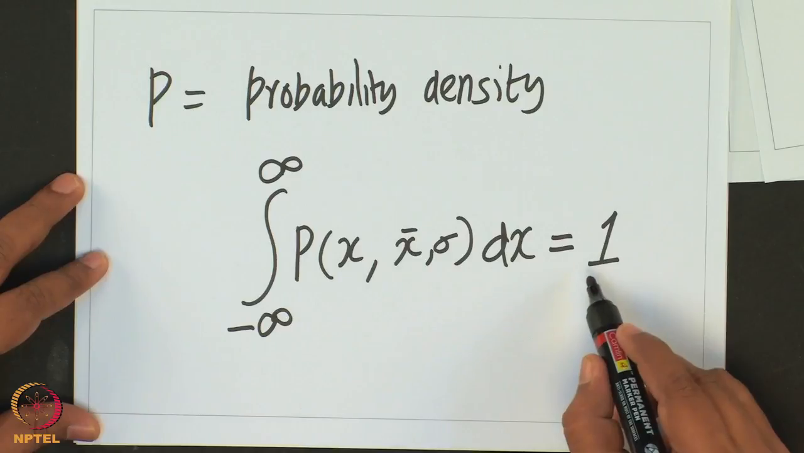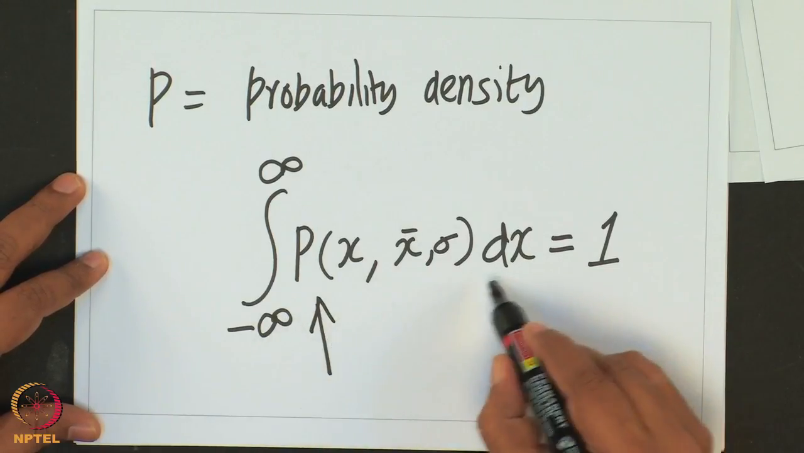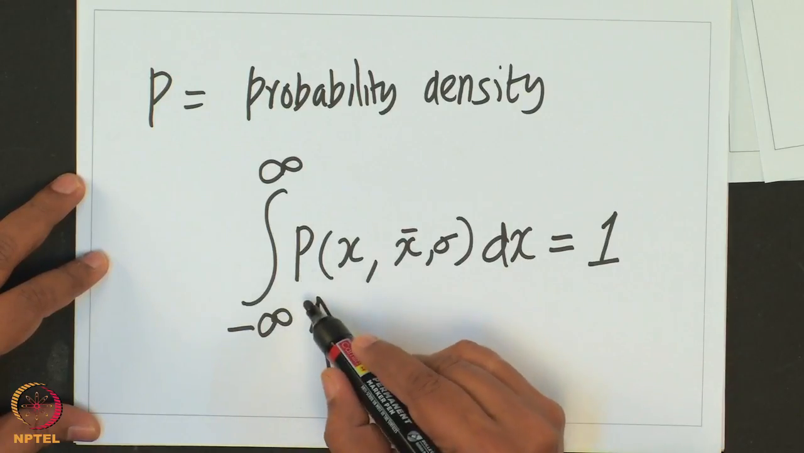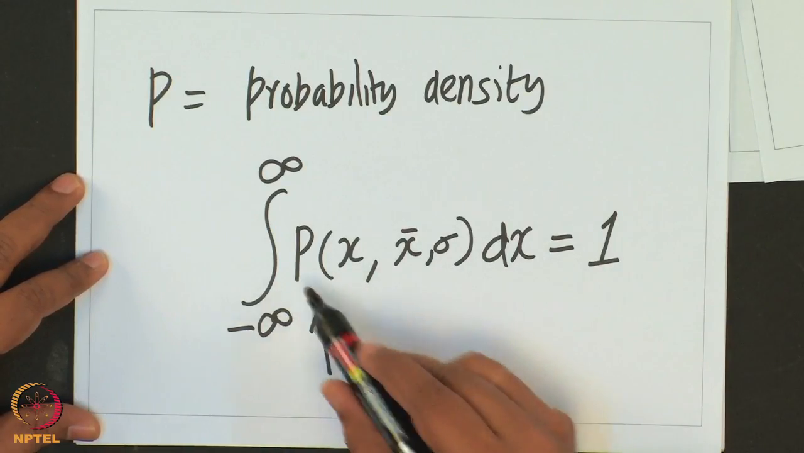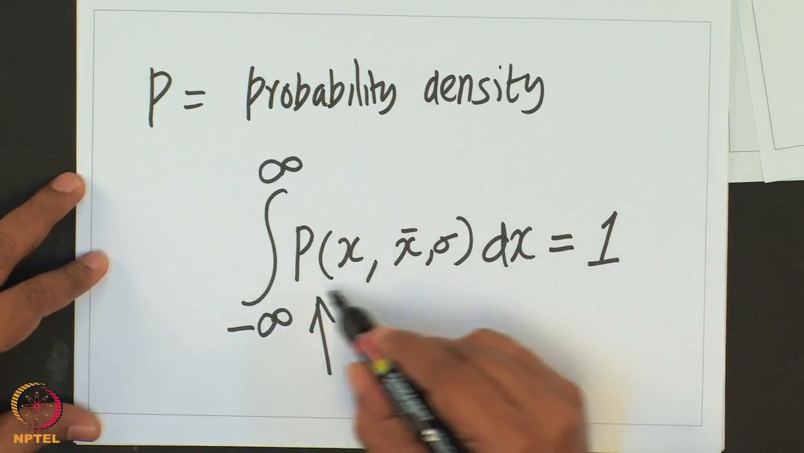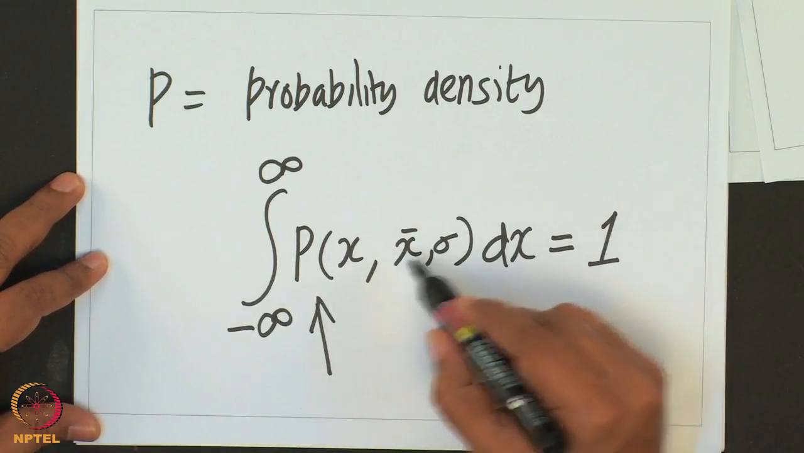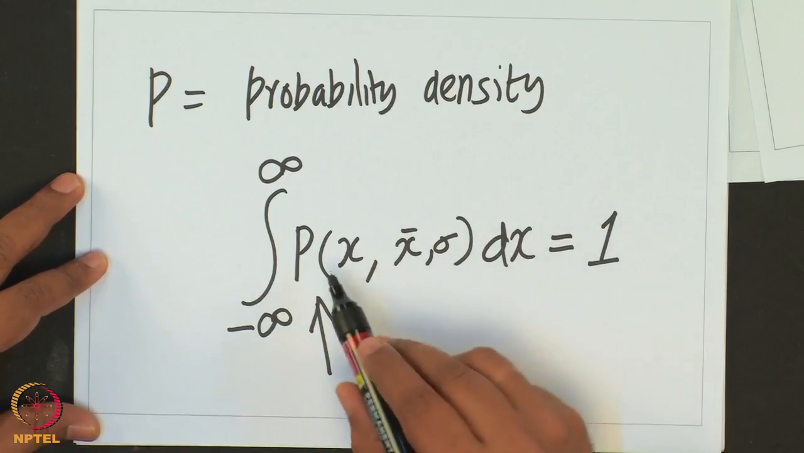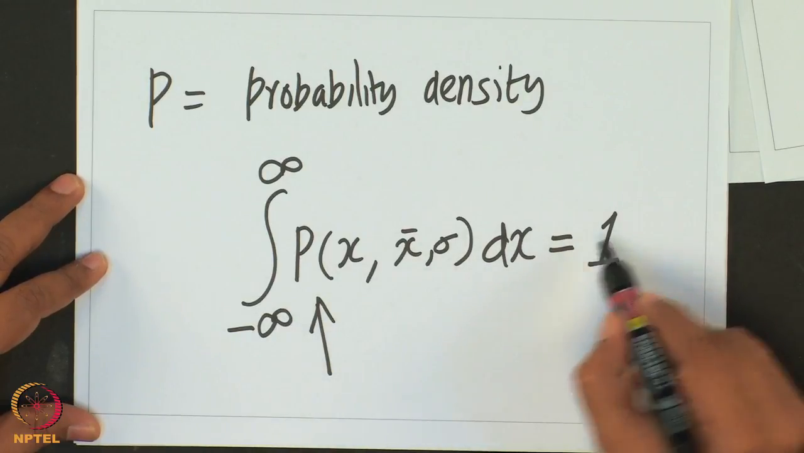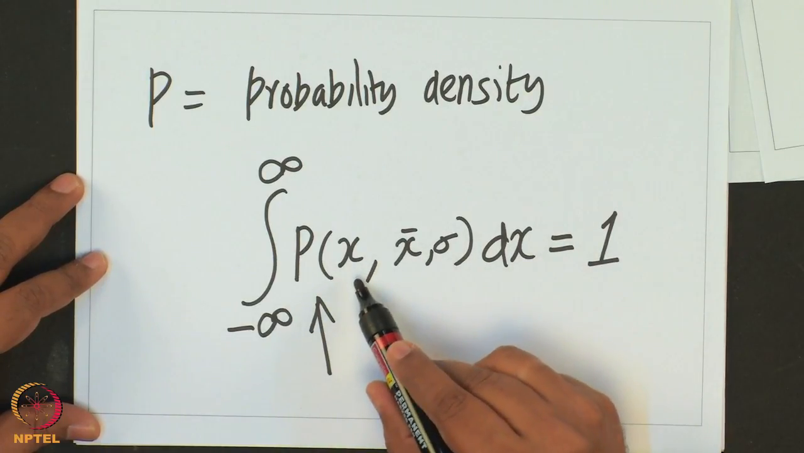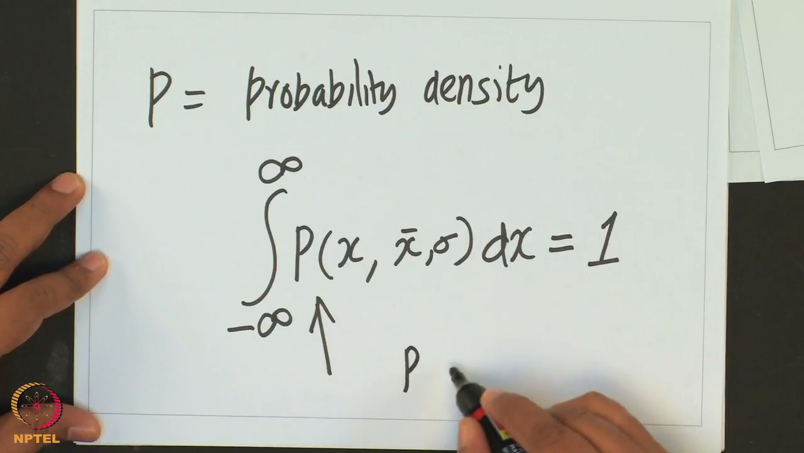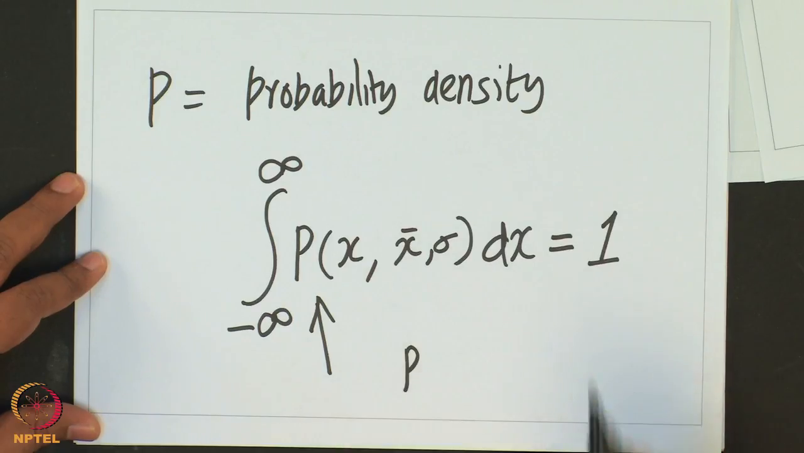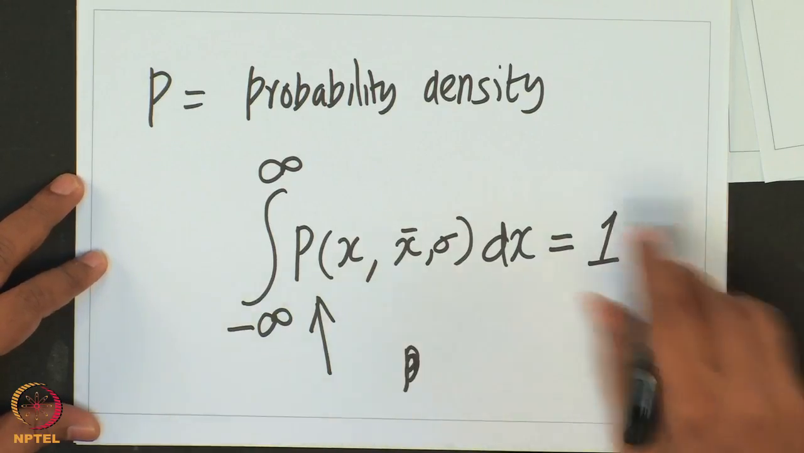Therefore, since this integral is 1, p has a dimension. If x is a length, this will have a dimension of 1 over length. P is more like a probability density, something divided by x, so that when you multiply with x it will be a number. So, this times this should be dimensionless. P has a dimension of 1 over x. Only then p times x will be a dimensionless number.